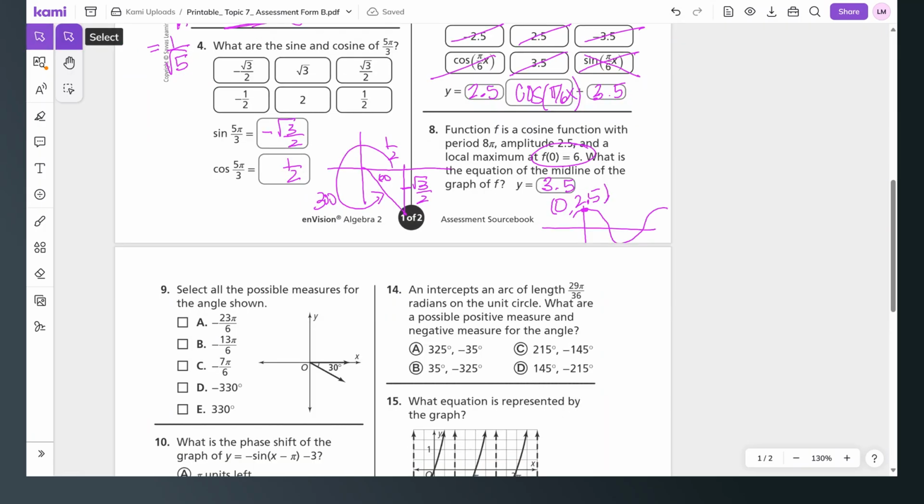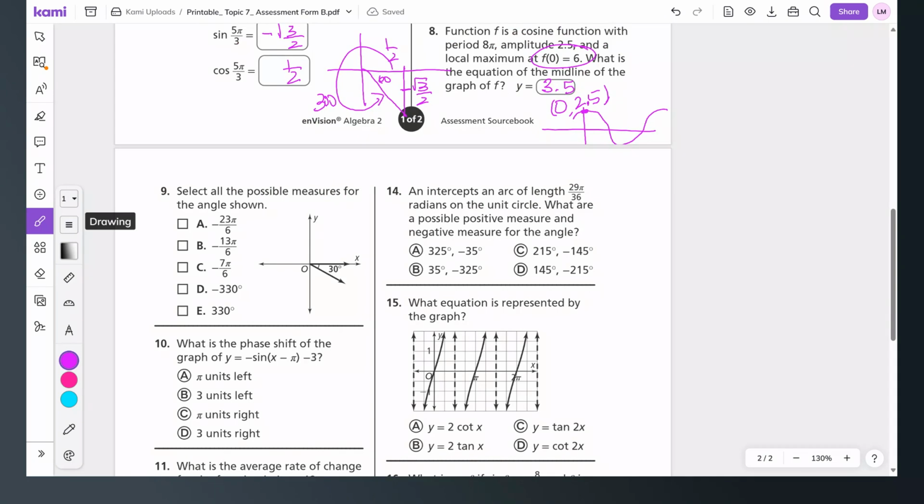All right, number 9. Select all possible measures for the angle shown. So if I come this way, I know that's 330 degrees, so I can mark that one for sure. All right, the rest of these you can convert to degree measure by multiplying by 180 over pi. So that will get rid of the pi's, and then you could throw it on your calculator and see which one will give me either negative 30 degrees, 330 degrees, or 360 plus 30, which would be 390, negative 390 degrees. So that would be B. B will give me negative 390 degrees. All right. Remember, negative takes me this direction.